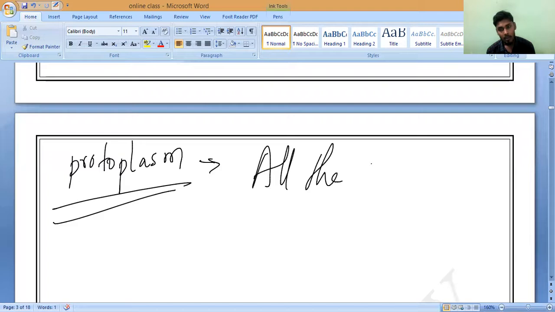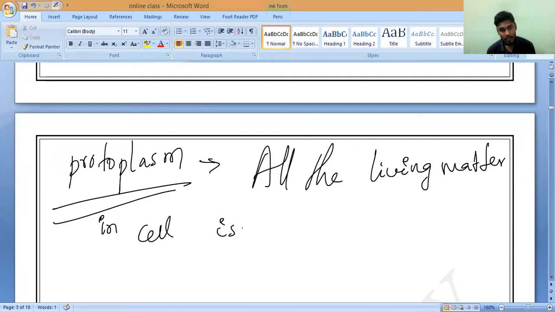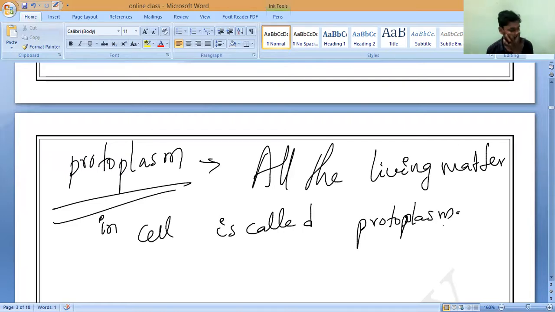Sir, all the protoplasm. Yes, all the living matter in the cell is called protoplasm. Now, who will control this? What is it made up of? That is all we'll discuss now.